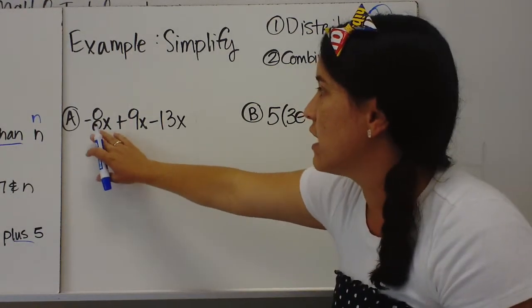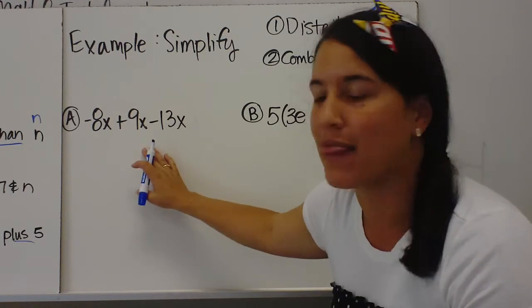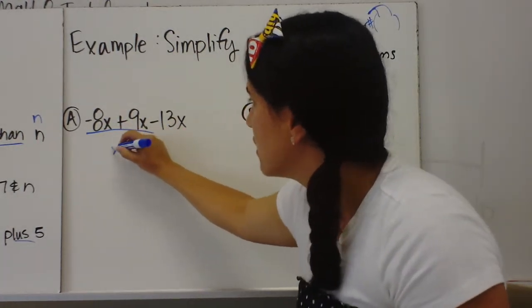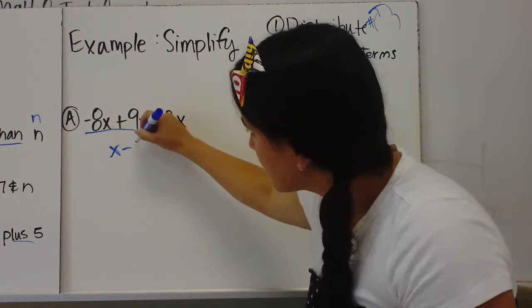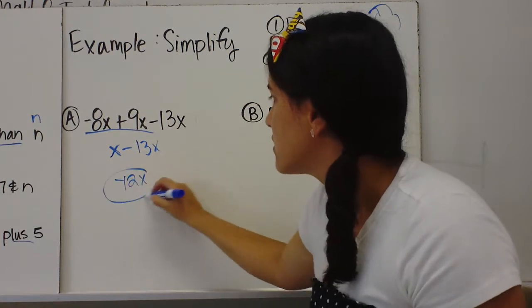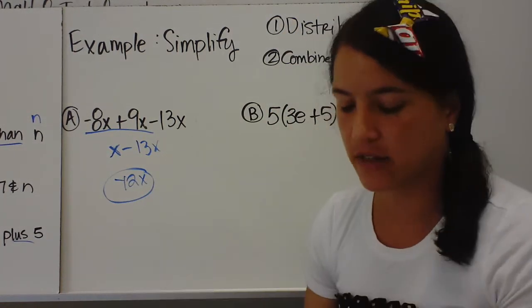In this first one, negative 8x plus 9x minus 13x, they all have the same variable, so we can combine them. Negative 8x plus 9x is 1x, just 1x, minus 13x is going to give us negative 12x. So you have to remember your integer rules when dealing with positives and negatives.